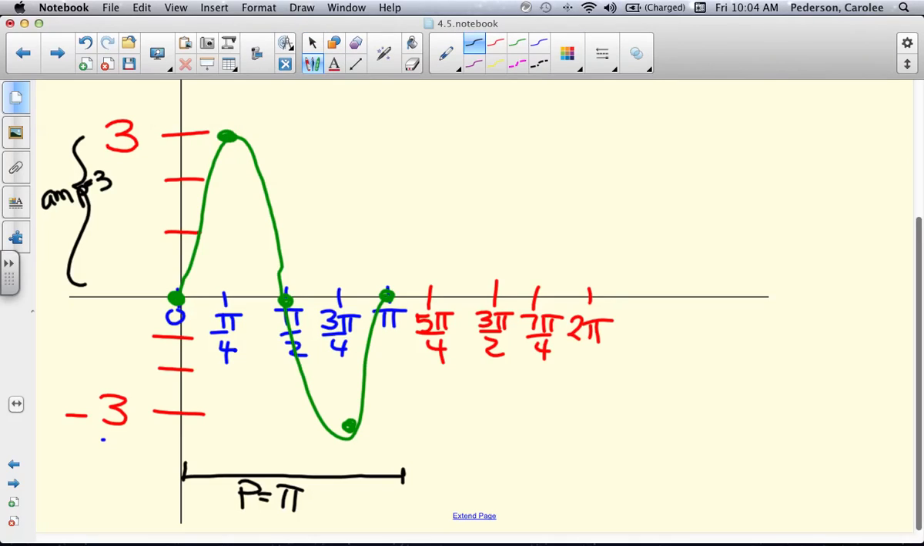Where am I going to go next? Up to the top, back to the middle, to the bottom, to the middle. There is another revolution.